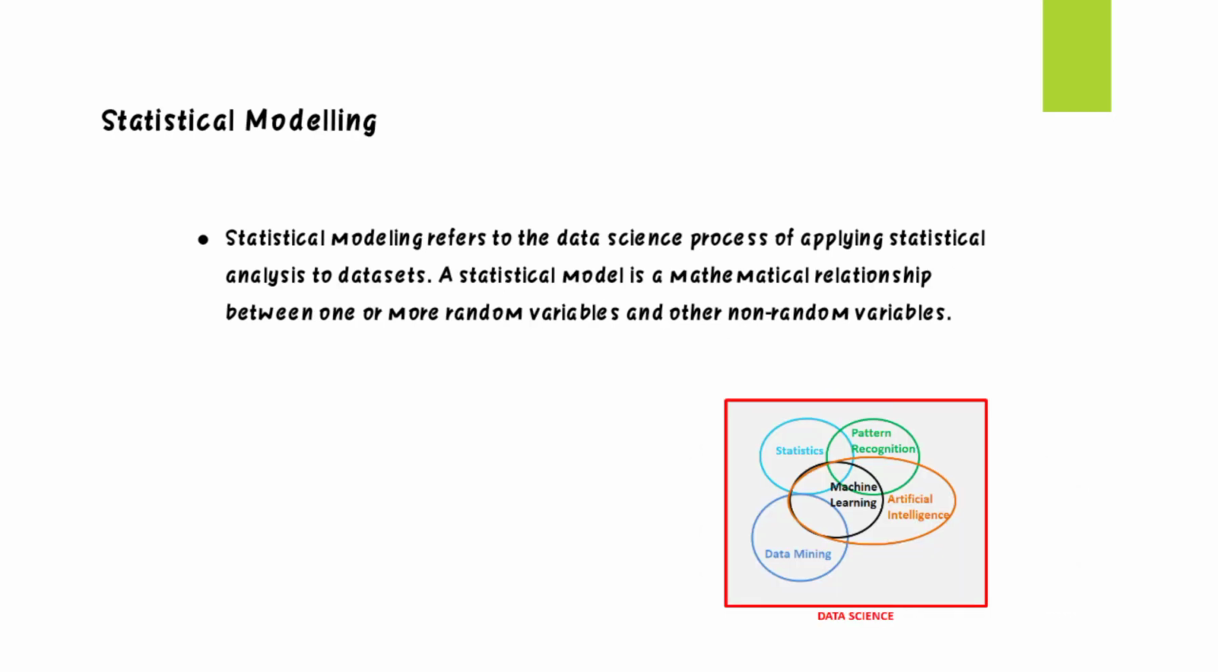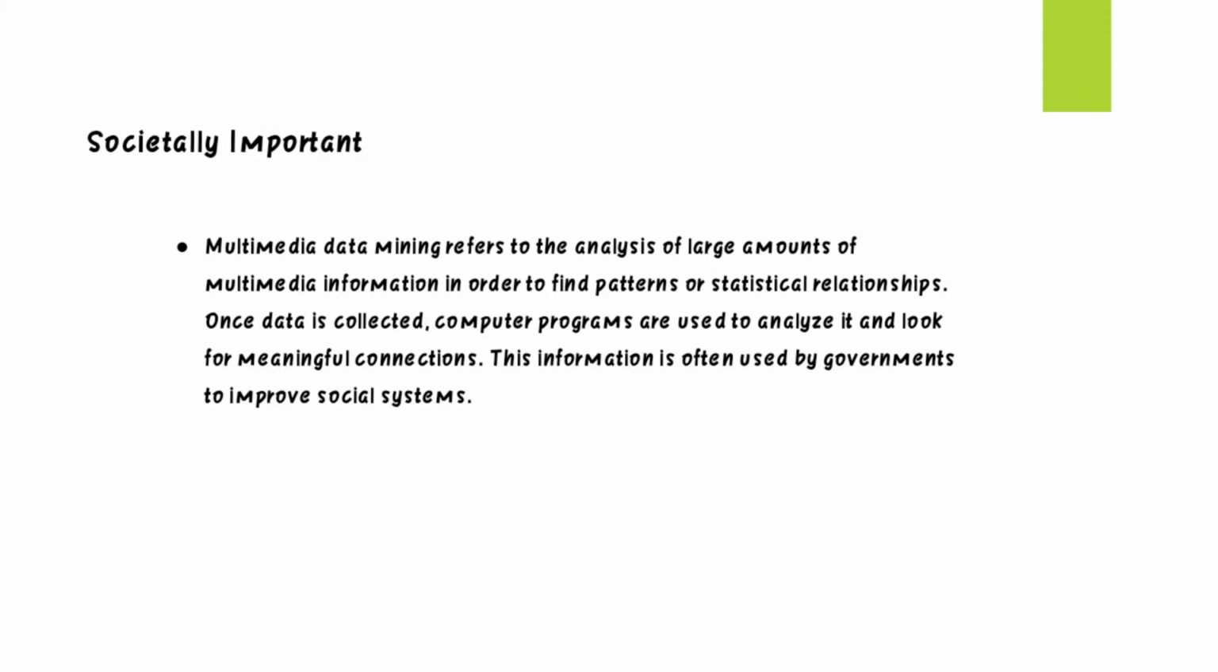Statistical modeling refers to the data science process of applying statistical analysis to data sets. A statistical model is a mathematical relationship between one or more random variables and other non-random variables.